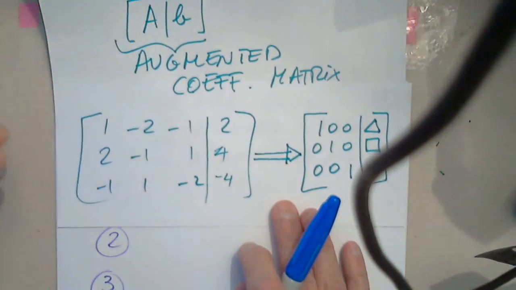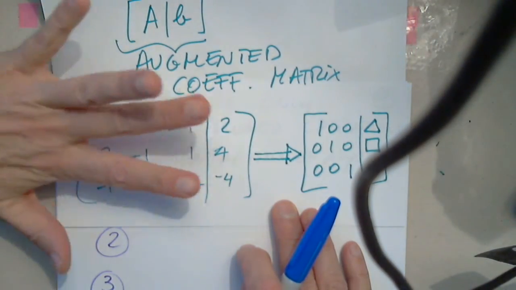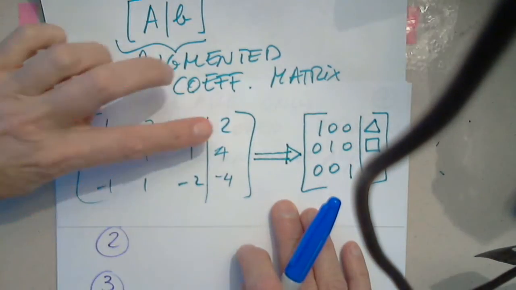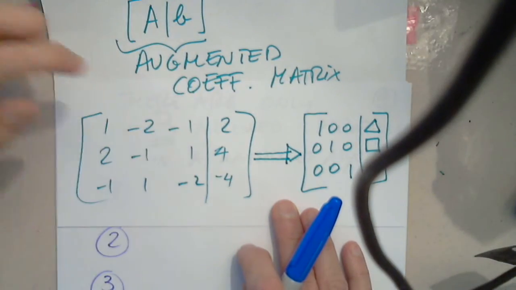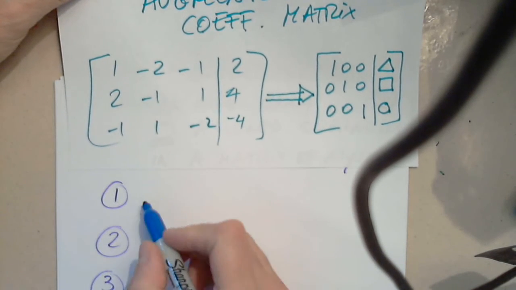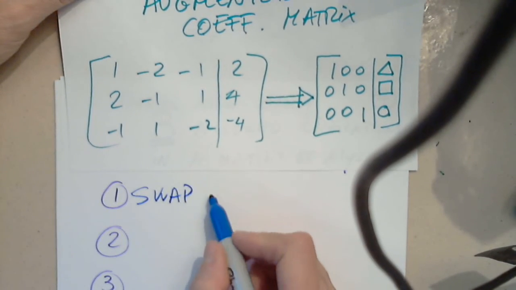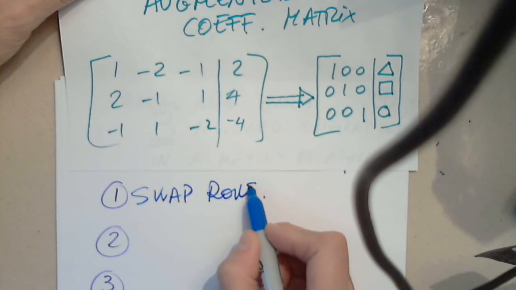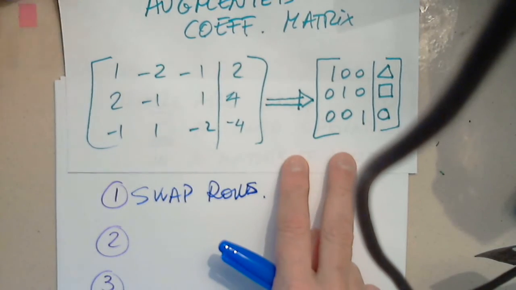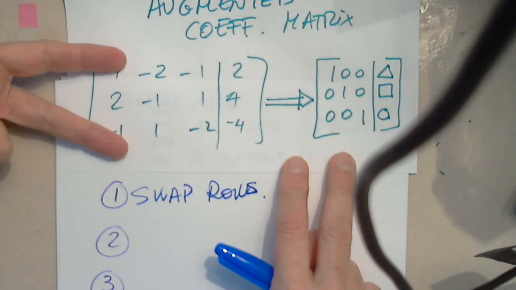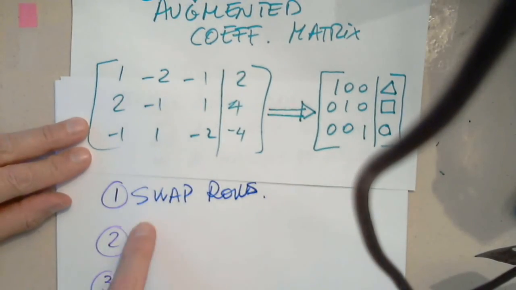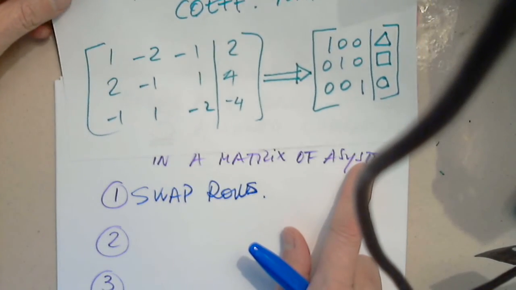Okay, so here's my first question. If I decide to swap these 2 equations, for whatever reason, I want to put this equation first and this equation second, do you think that that will change the solution? Is it allowed? It doesn't matter. If I change these 2, if I put them in any order, the solution will never change. So I'm allowed to swap rows if that helps, if I need to.